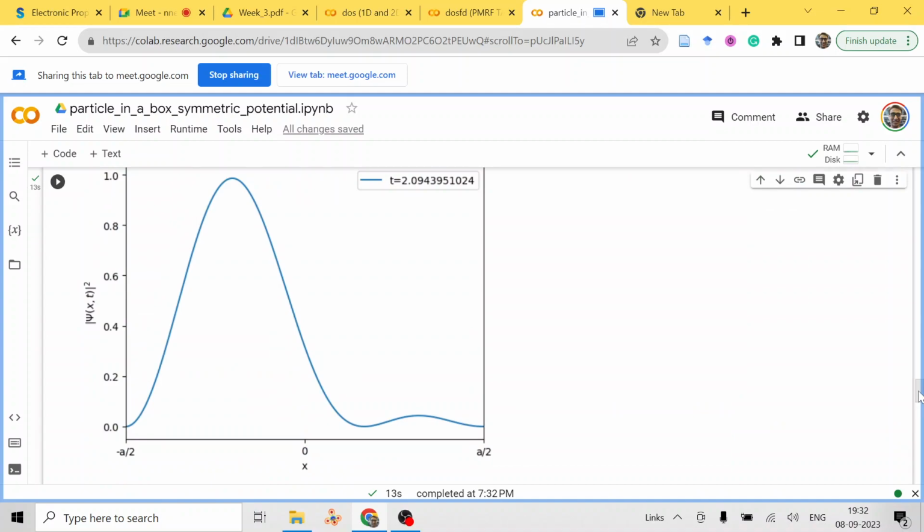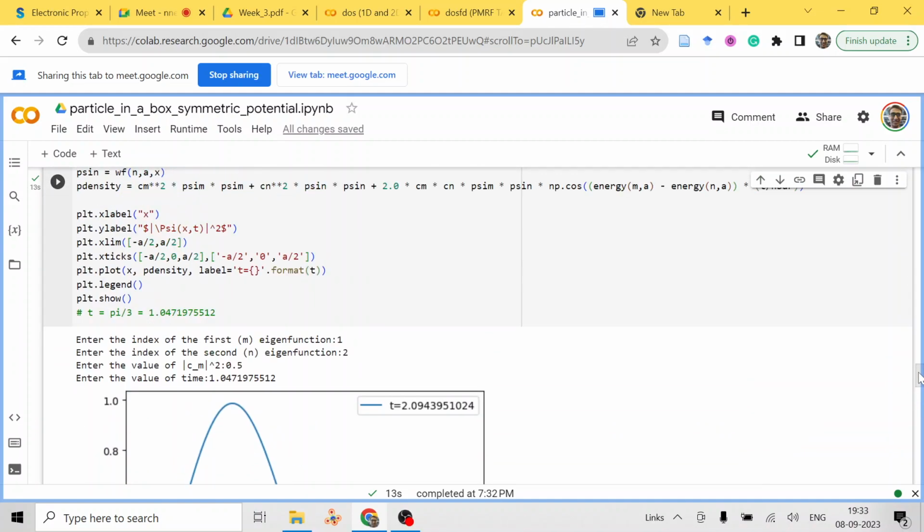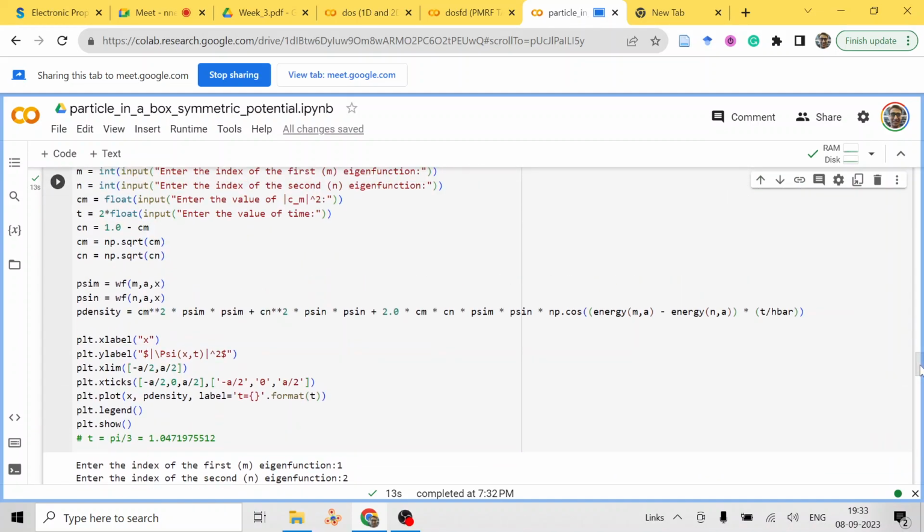So at t equals 2 pi by 3, you can play with this code, which will be shared, and try to see how this t is a little different compared to the case of the infinite square well when we have the infinite square well from 0 to a. So the time dependence will change, and you can see that from the equation itself.